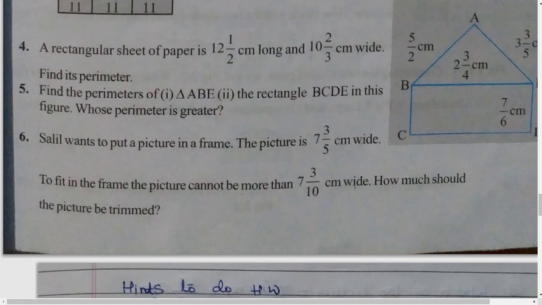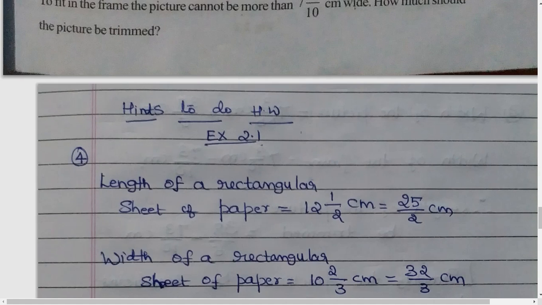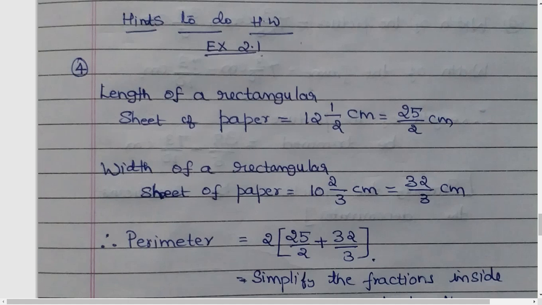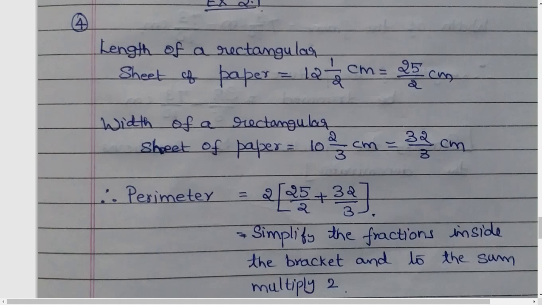You have learned this formula in your previous class. The perimeter of a rectangle is 2 into (length plus breadth). So we have to add the length and breadth and multiply by 2. See, the length of the rectangular paper is 12 1/2, convert that into an improper fraction. The width is 10 2/3, convert that into an improper fraction. Then the perimeter is 2 into (25/2 plus 32/3).